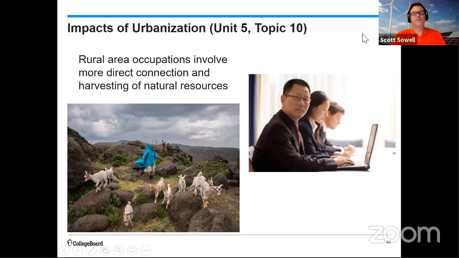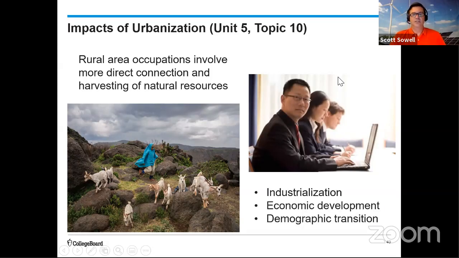So what does that really mean? Well, that shows a shift in development and resource use. So for example, if you're living in a rural area, probably your occupation, your way of living is more directly connected to natural resources and harvesting those natural resources, as opposed to in an urban area where you're not. Why is that? We have industrialization, we have economic development, the demographic transition. So the nature of the jobs themselves change as we move from a rural to an urban society.